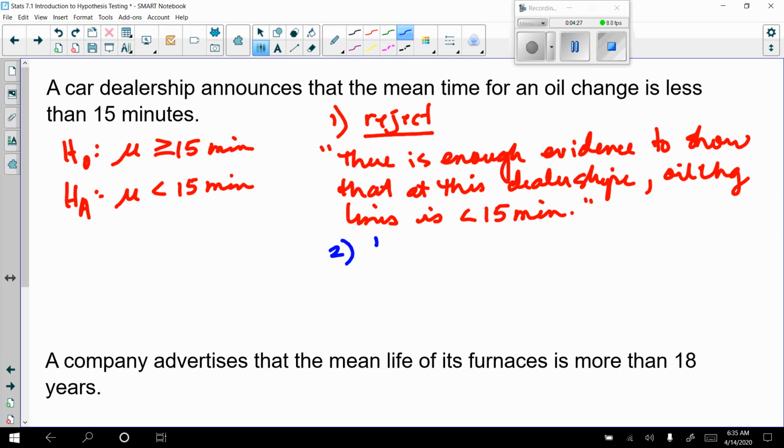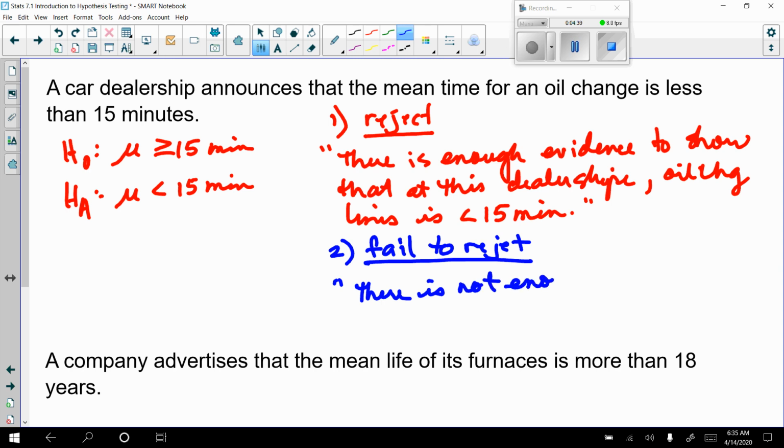If you fail to reject, that means there is not enough evidence to show that at this dealership, the oil change time is less than 15 minutes. That doesn't mean we can say that it's greater than or equal to 15 minutes. It means that we don't have enough evidence to show that it is not less than 15 minutes.